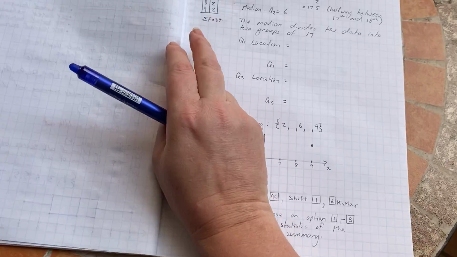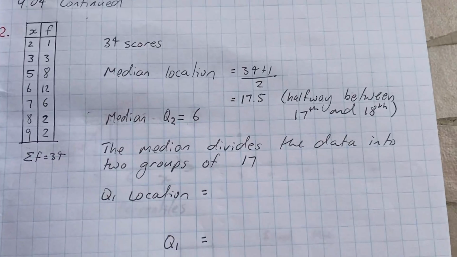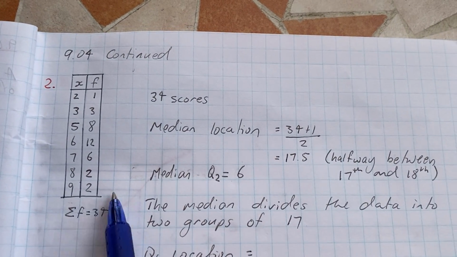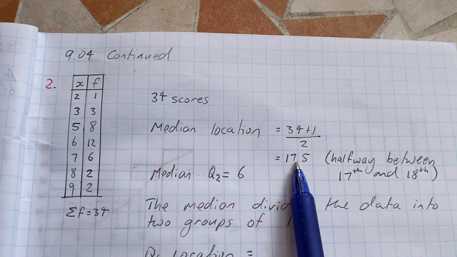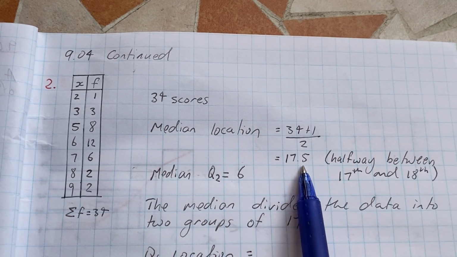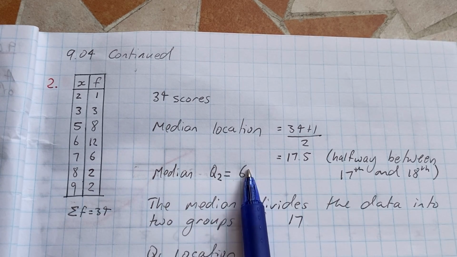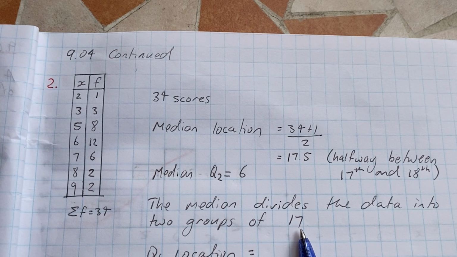Okay, in example 2, we have a frequency distribution table that we're working from. So there are 34 scores here. The sum of the frequencies is 34. So the location of the median is halfway between the 17th and 18th score. So the median is 6. Now that median divides the data into 2 groups of 17.